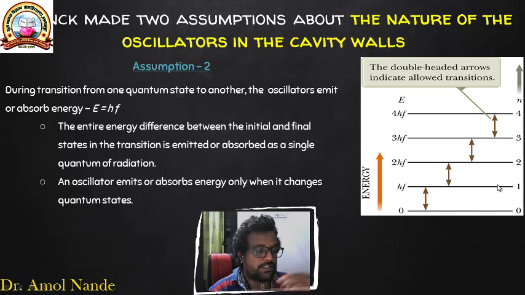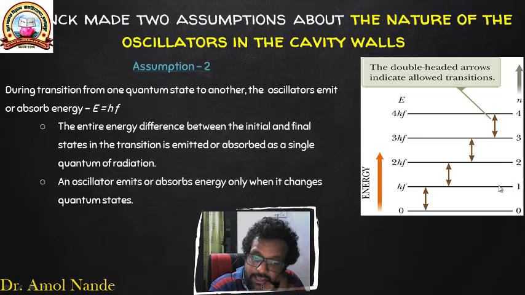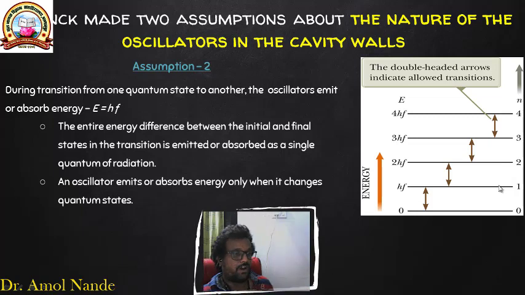This is another way to say that. When it goes from one place to another, it will release energy. Obviously, going from the first quantum state to the second, it gets excited, so it will absorb energy. When it comes from the second energy state to the first energy state, it will release energy. So whenever there is a change in quantum state, we can say that the oscillator emits or absorbs energy.